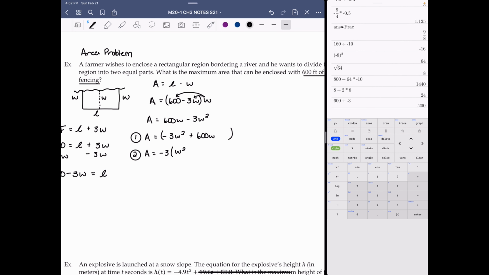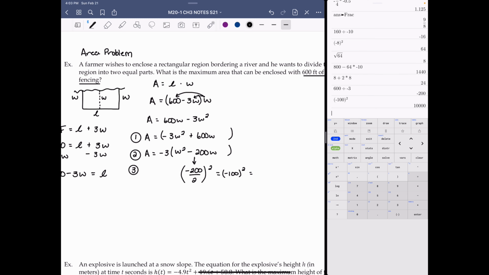Yes, so negative 200W, leave a space, close the bracket. Step 3, take the coefficient in front of the second term, negative 200, divide it by 2, and then square it. Negative 200 divided by 2 is negative 100. Squared is bracket negative 100, close bracket, squared gives us 10,000.